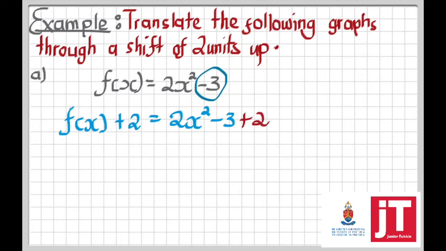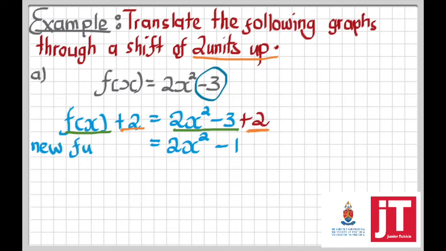To give context here, your f of x is that 2x squared minus 3. The plus 2 is the movement of 2 units going up. And so if we simplify, we get 2x squared minus 1 as the equation of our new function or the translated graph.